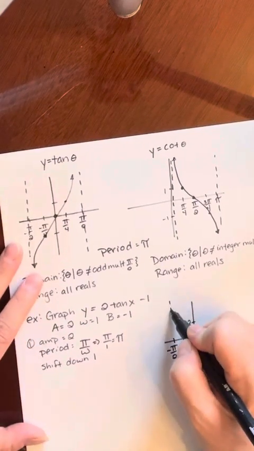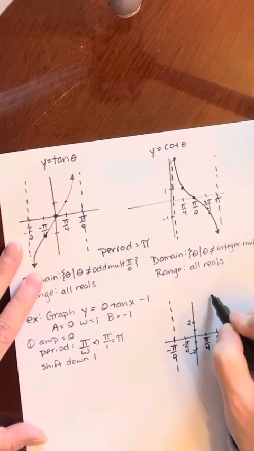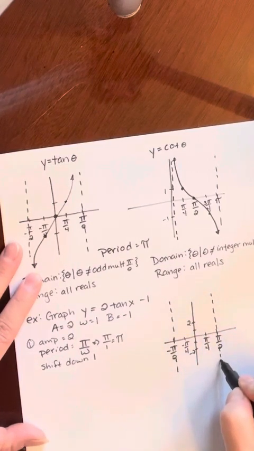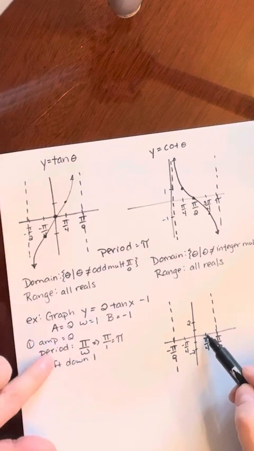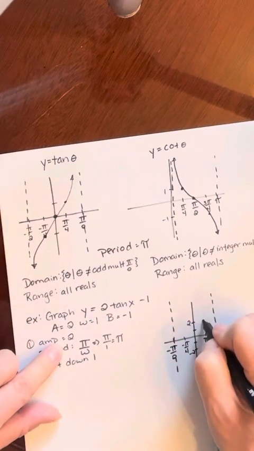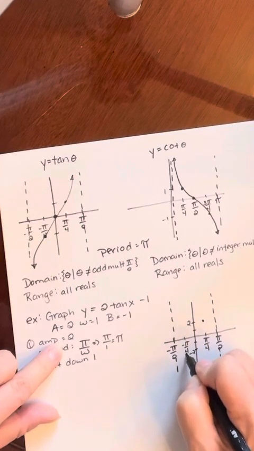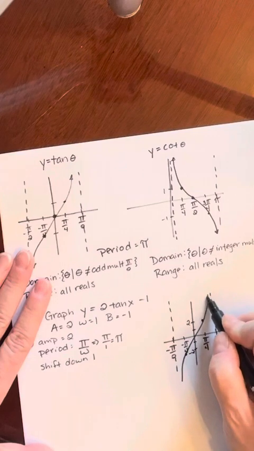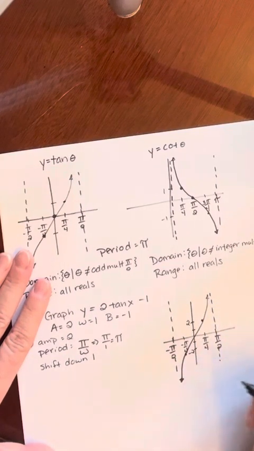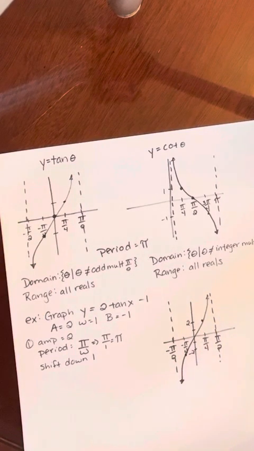So let's place our asymptotes. And then at pi over 4, tangent is 1, but this says 2 times, so our amplitude's 2, so we're going to have a point there. And we'll have a point down here, and it rises from left to right, going through 0. That's it. I think these graphs are easier than the others, to be honest with you.